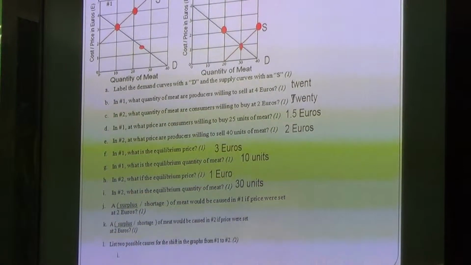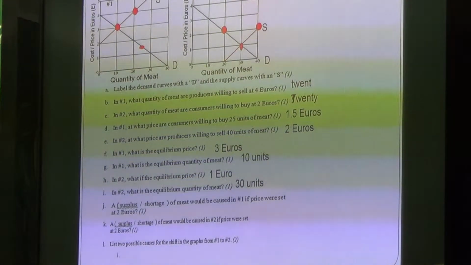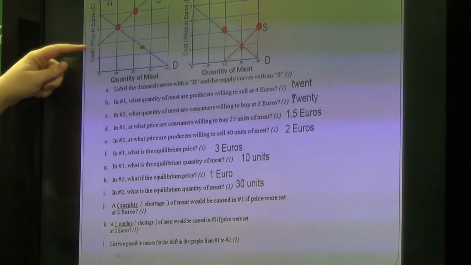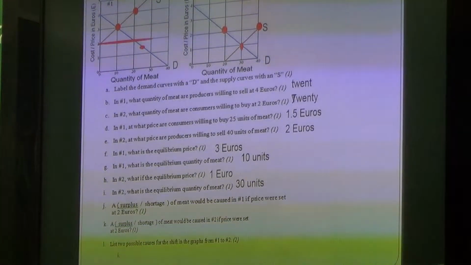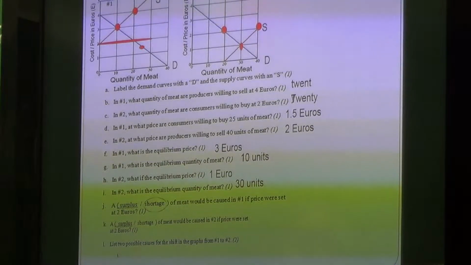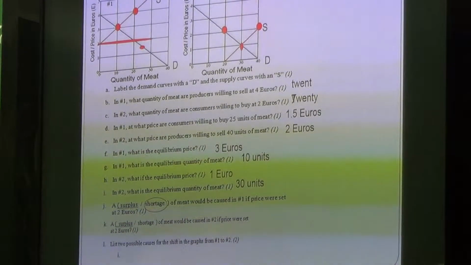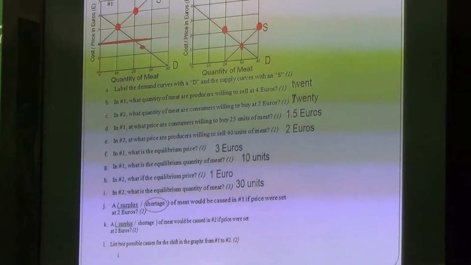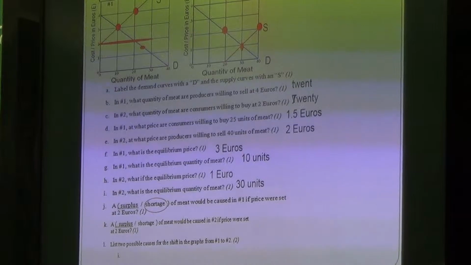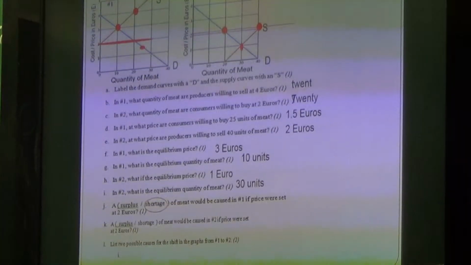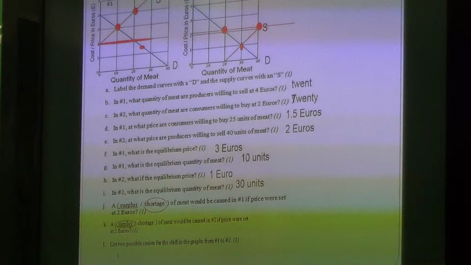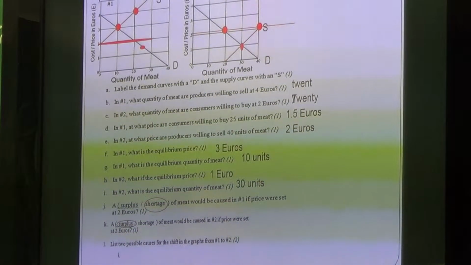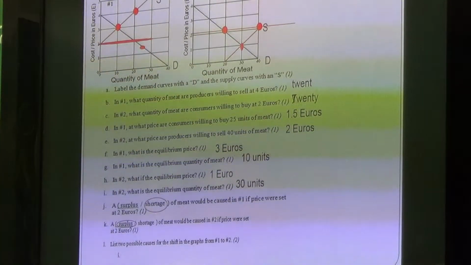Okay, so would a surplus or shortage of meat be caused in this graph if the price were set at €2? So if we're looking here, we would have a shortage. All right, so you guys are getting this, good. And then is there a surplus or shortage of meat in two if the price were set at €2? Yes. And then list two possible causes for a shift in the graphs from this to this.